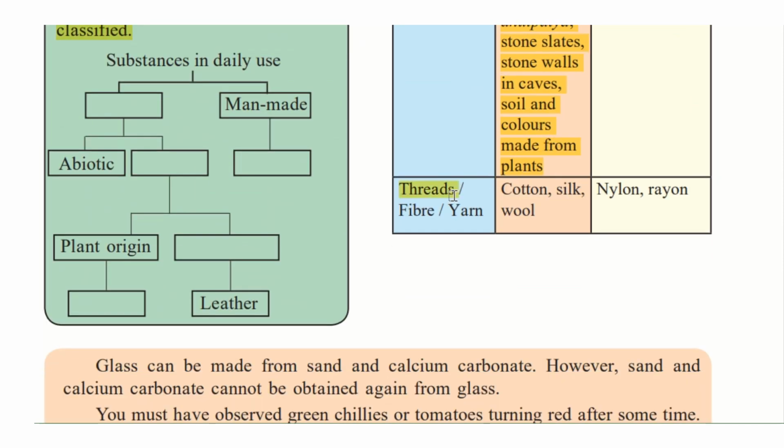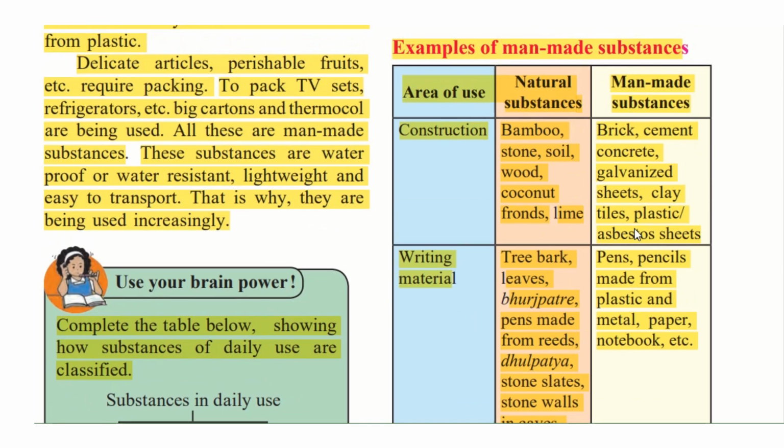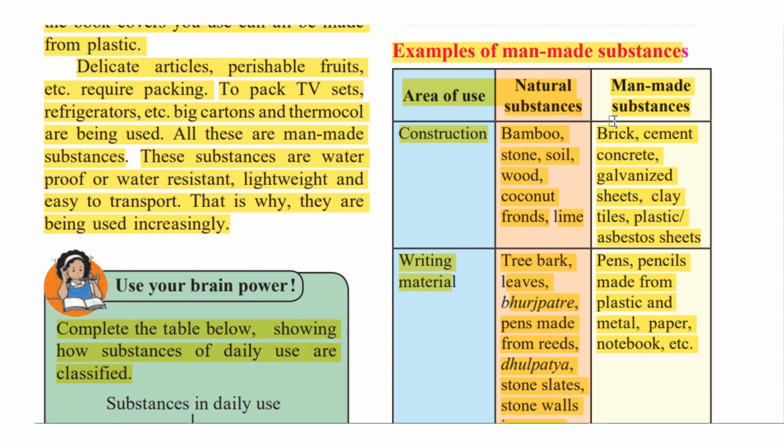Now, let's look at threads or fiber or yarn. Now, natural is cotton, silk, wool. And the man-made is nylon. Nylon is a type of cloth which is man-made, as well as rayon. So nylon and rayon are man-made materials. Okay, so these were some of the man-made and natural substances.